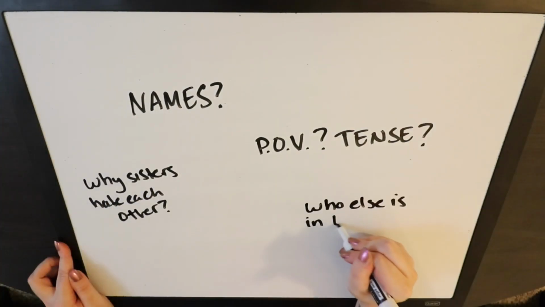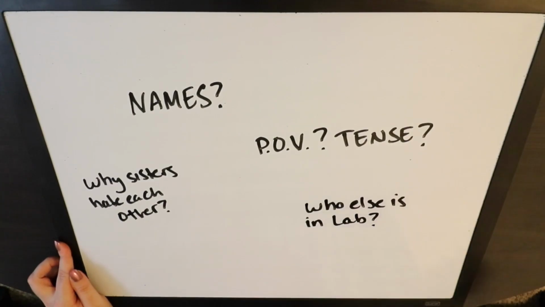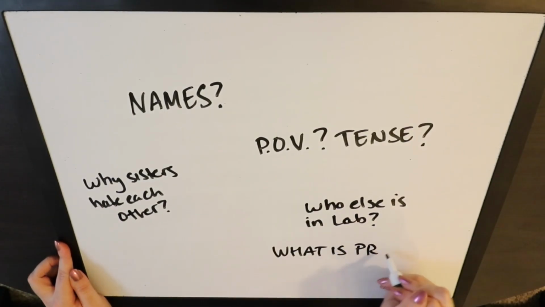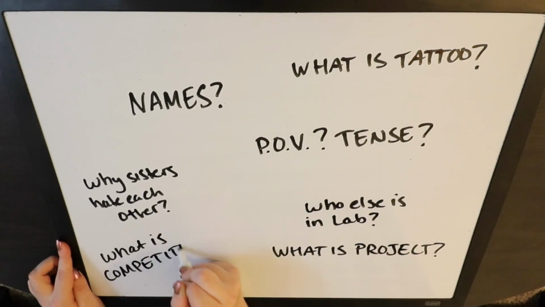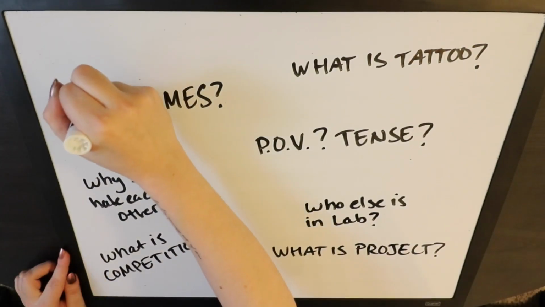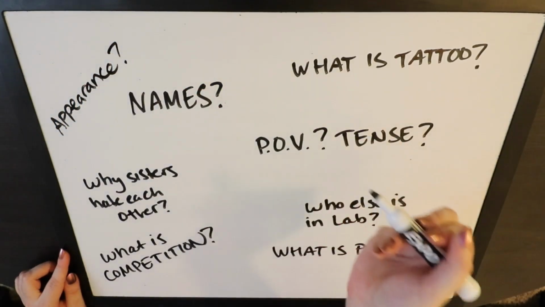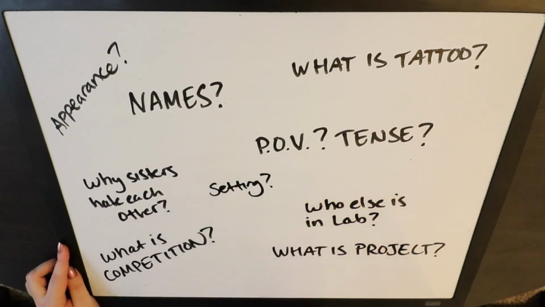I also need to develop the other characters who are working in the lab. And also I need to figure out what exactly is the sisters' project. Like, what is she working on? What is this competition? I need to figure out that part as well. But once I do a little more developmental work and I can answer these questions, then it's on.